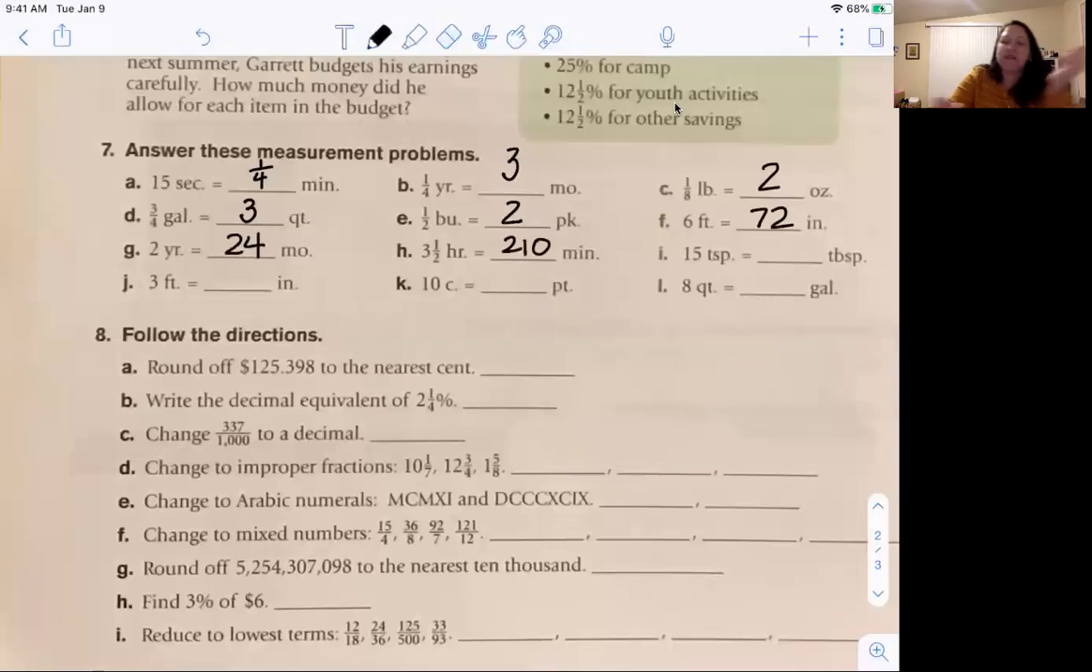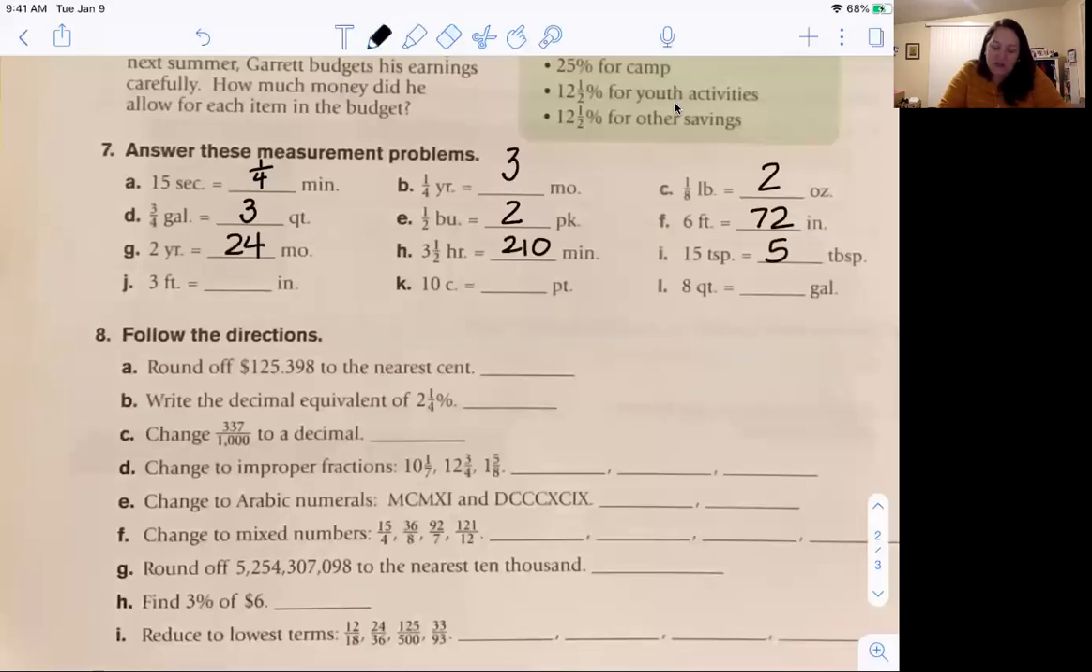Okay. 15 teaspoons is how many tablespoons? Little tiny teaspoons to bigger tablespoons. We're going to divide. How many teaspoons are in a tablespoon? Think about it. The letter T has 3 letters. So there's 3 teaspoons in 1 tablespoon. 15 teaspoons divided by 3 is how many tablespoons? 5 tablespoons. Awesome.